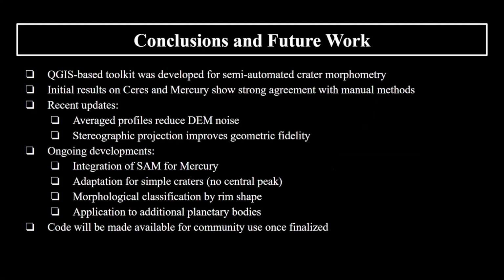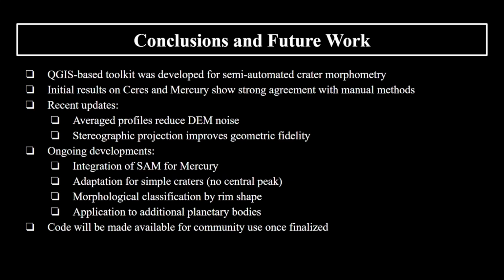And basically, these are the conclusions of this work. So this QGIS toolkit enables semi-automatic morphometric analysis of impact craters. Initial tests, and I rephrase here, very initial tests on Sirius and Mercury show the results are highly consistent with the manual measurements that we did. We have made some recent improvements, such as the average profiles to reduce the digital elevation noise, and also the stereographic projections that improve the geometric fidelity.